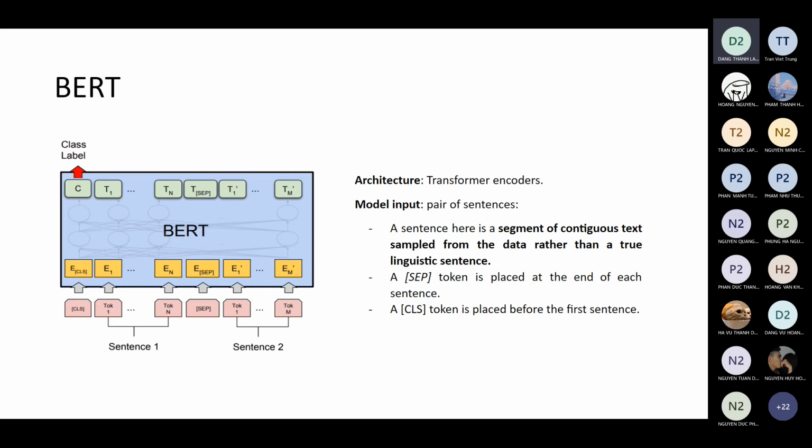As you can see in the figure, the input to the model is a pair of sentences. In the original implementation of BERT, a sentence here is not a true linguistic sentence, but a segment of text sampled from the data. To distinguish between the two sentences, a SEP token is placed at the end of each sentence. Additionally, a CLS token is placed before the first sentence, which will be explained later.